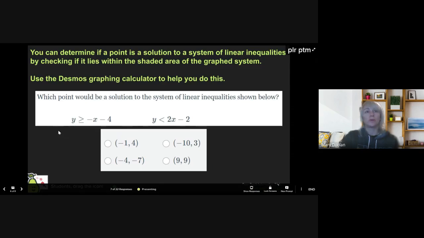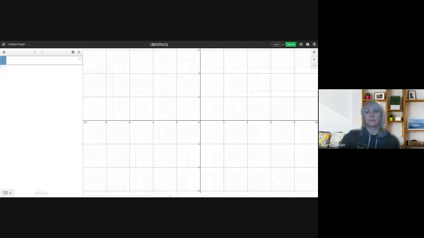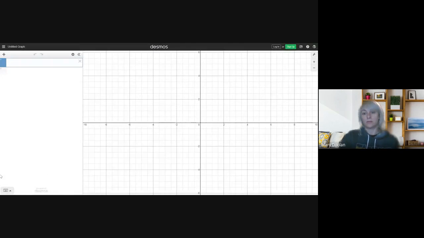So what I'm going to do, and I'll do this with you, is open up the graphing calculator on a tab. If you want to quickly open that, it's desmos.com/calculator. I will put the link in our chat right here, so you can open it up on another tab if you would like to. And we're going to type in both of these inequalities.